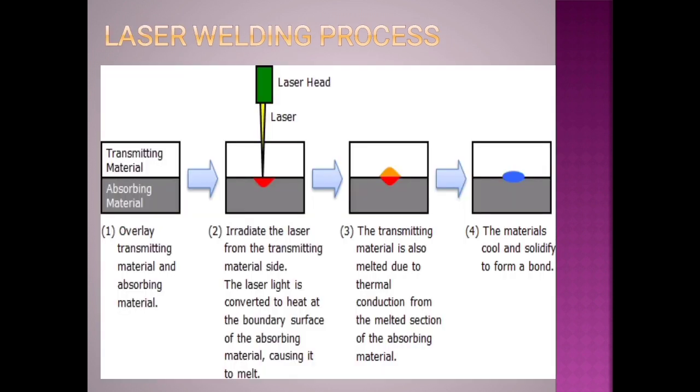These four diagrams symbolize the laser welding process. In the first one, the absorbing material is present at the bottom and the transmitting material is overlaid upon it. In the second one, the material is irradiated by the laser. That is, the laser light is converted to heat at the boundary surface of the material, causing the material to melt. During the irradiation, the transmitting material is also melted due to thermal conduction, and finally the material is cooled and solidified to form a bond.